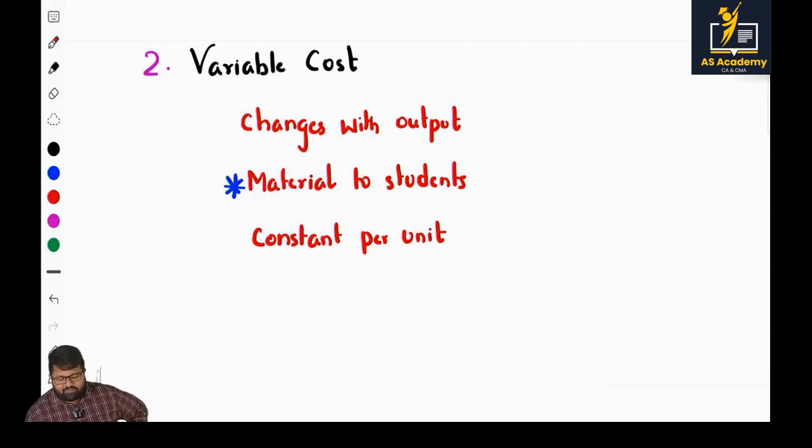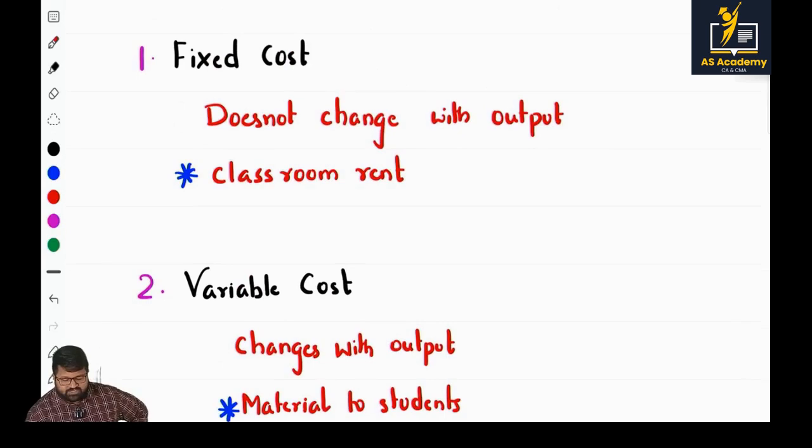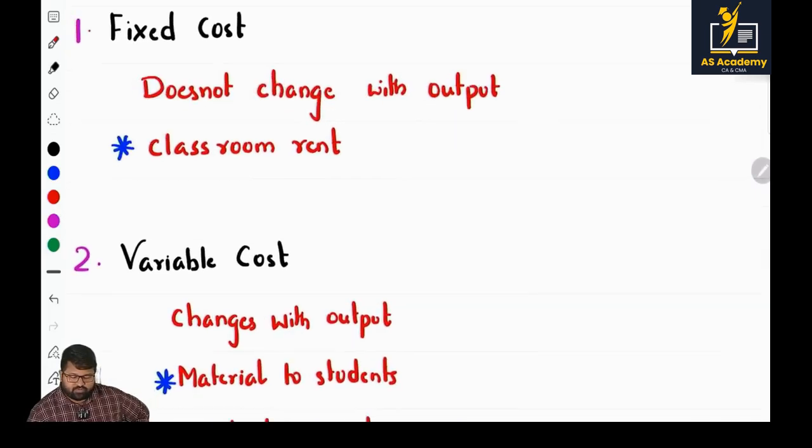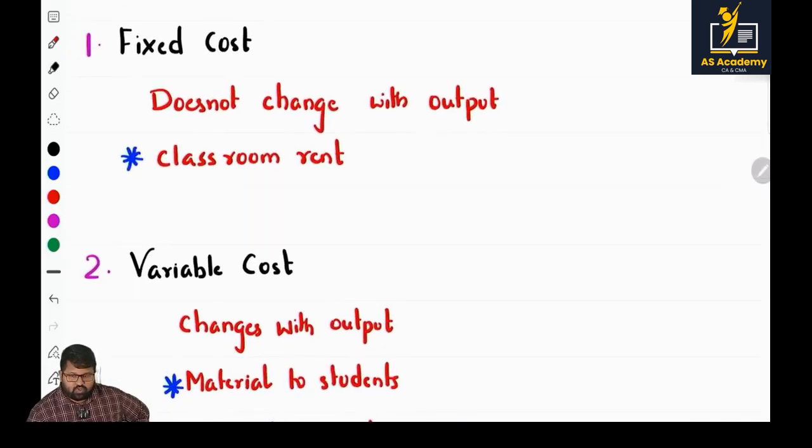Any gap there, buddy? For fixed cost, is there any gap? At least here in brackets, is there a space? Yes. There you write: constant for total.